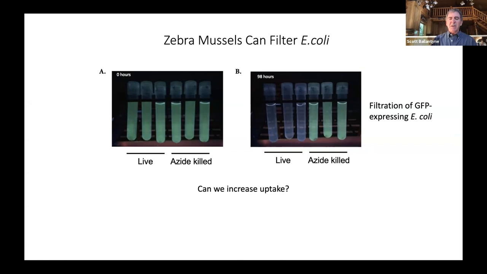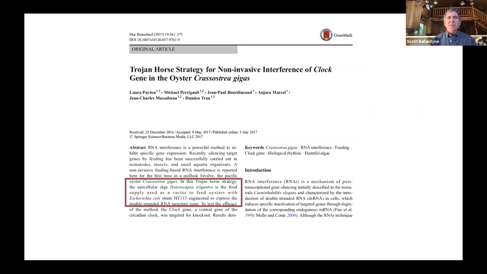Another reason we think that it's going to be important to increase uptake comes from this paper. Daryl already mentioned that RNAi works in oysters. And they use the exact same system we're trying to use, right? They used E. coli to both produce and deliver the double-stranded RNA. But what they found is when they fed the E. coli on their own, they didn't work very well. They had to mix them together with an algae first.